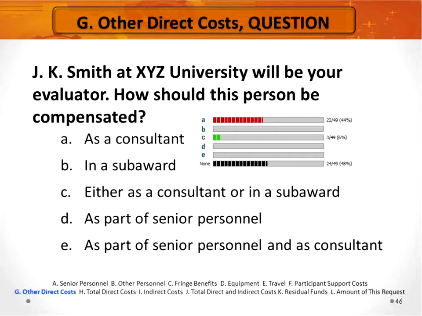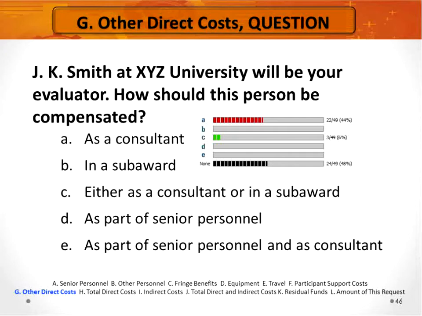The only time it would ever be senior personnel is if the XYZ university was going to be the grantee. And then it gets really tricky, because how are you going to show that person is independent? But there are rare exceptions where D is the answer.